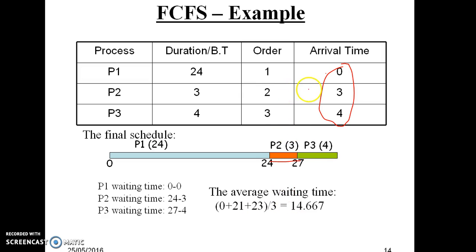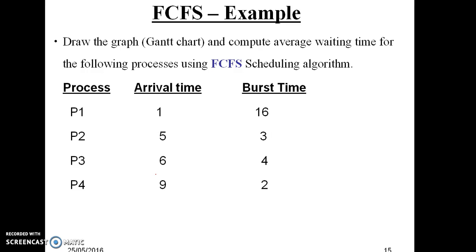So here we have to consider the arrival time of the process while drawing the chart, which we have not seen in the previous lecture. Here is a problem to work on. These are the processes, these are the arrival times, and these are the burst times of the respective processes. You have to find out the average waiting time and the average turnaround time.